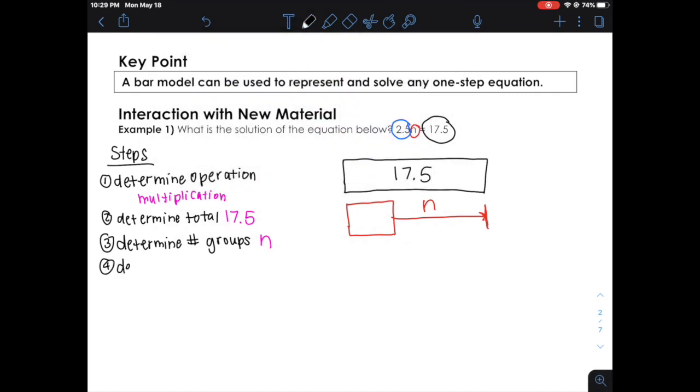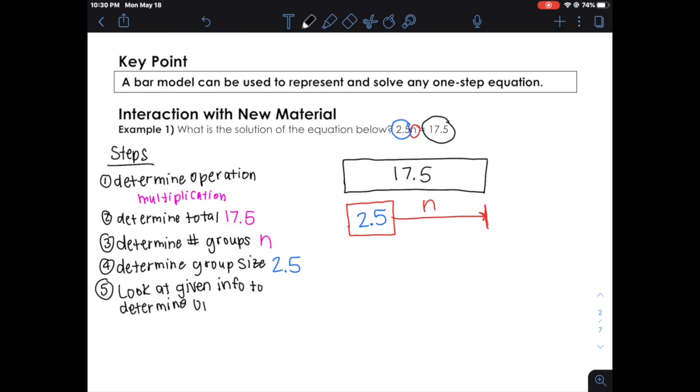So now we need our group size, and our group size is what's going to be left, the 2.5. So step 4, determine group size. And for us, group size is going to be 2.5. So inside this one box we drew, we're going to label it 2.5. Okay, now looking at the information that you have, we have to determine our operation to help us solve. So step 5, look at given info to determine operation needed to solve for variable.